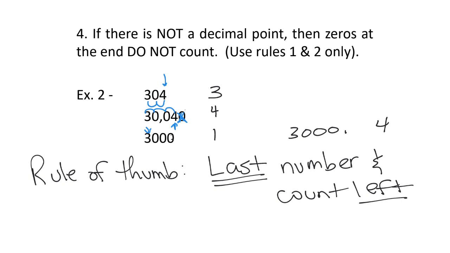So sometimes it makes it easier to use the 2 rules of thumb. Remember, decimal point, find the first number and count right. No decimal point, you find the last number and count left.